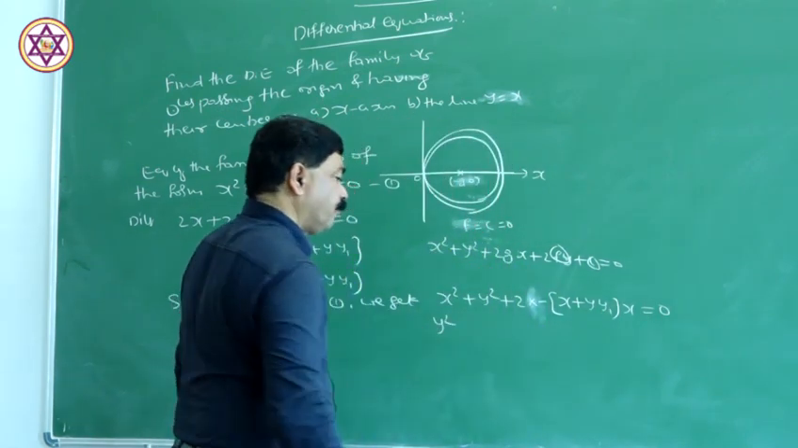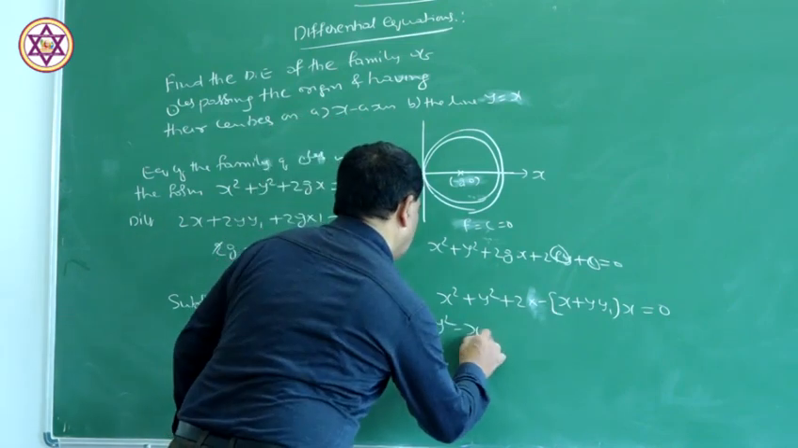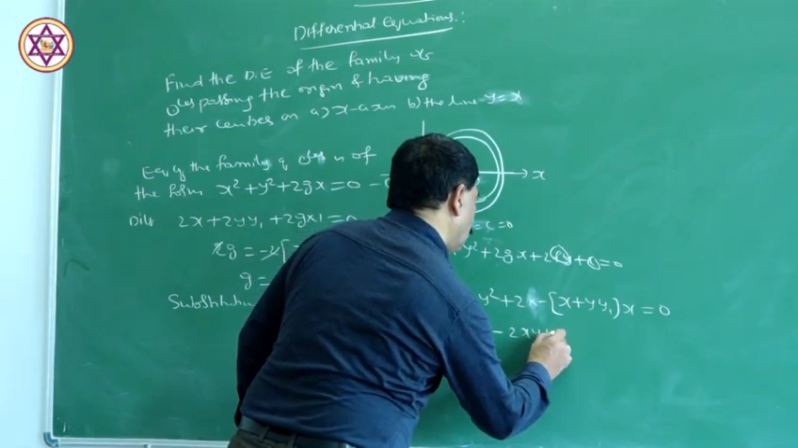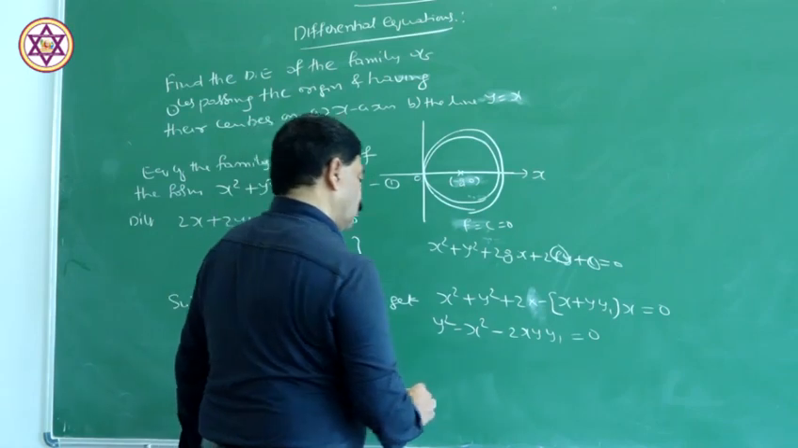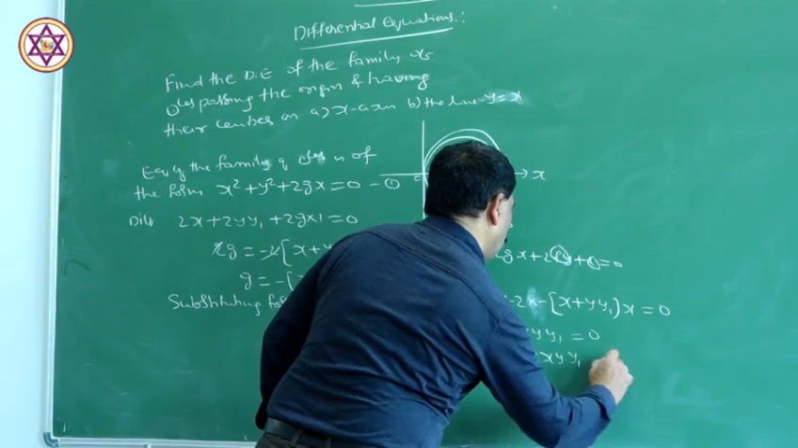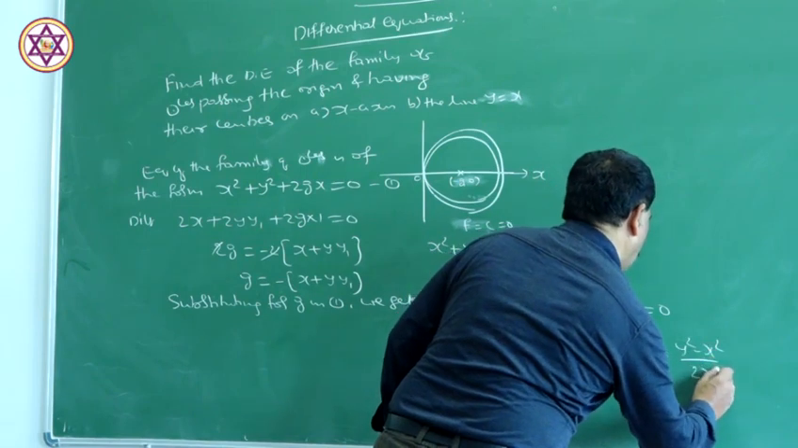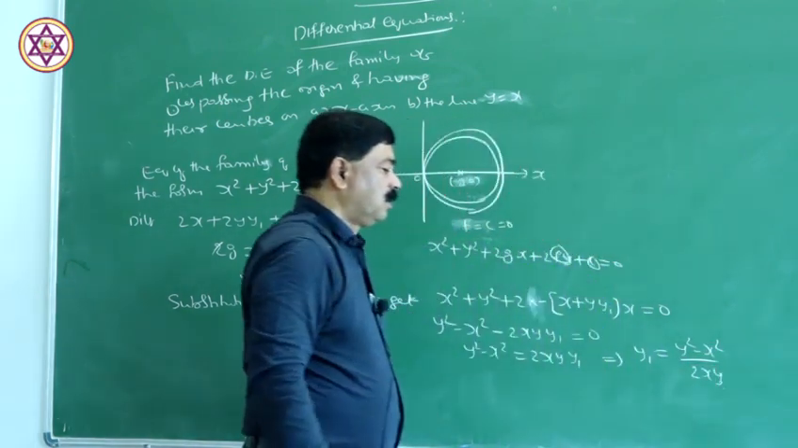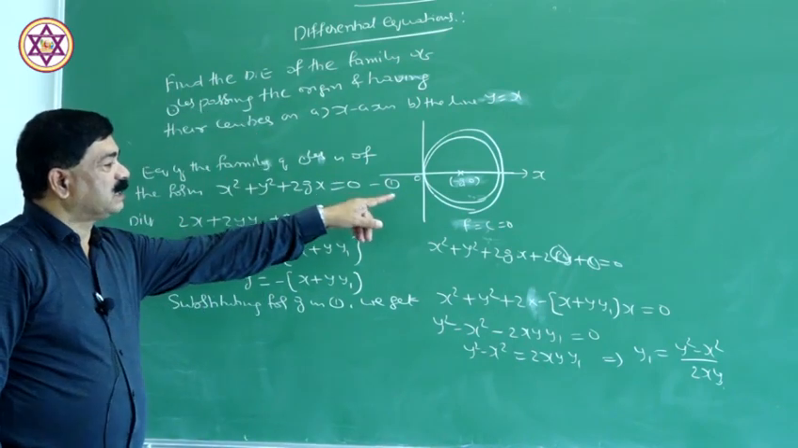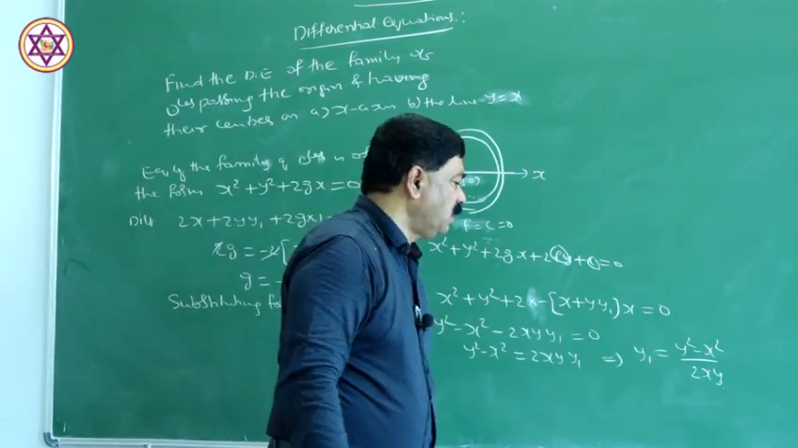So y square, here minus 2x square, here plus x square. So we get minus x square. Next, here minus 2xy y1 is equal to 0. Therefore, y squared minus x squared is 2xy y1. This implies y1 is equal to y squared minus x squared divided by 2xy. This is the required differential equation of the family of circles whose center lies on the x-axis and passing through the origin: y1 is equal to y squared minus x squared divided by 2xy.